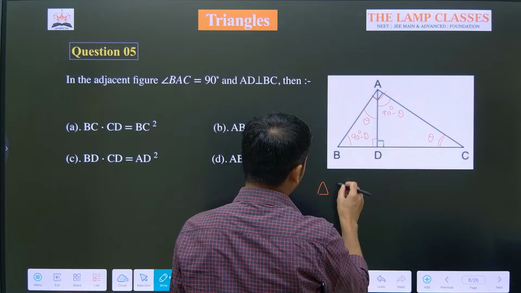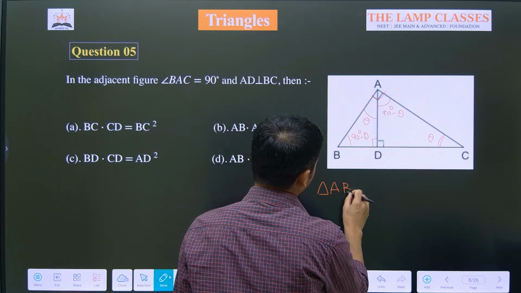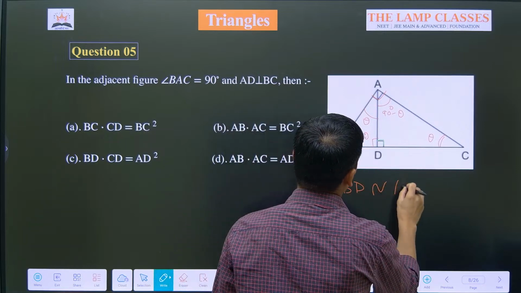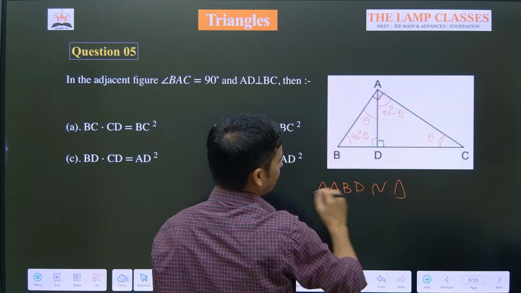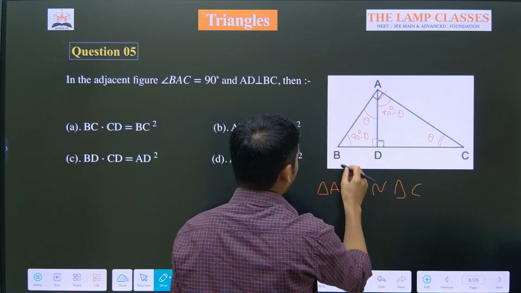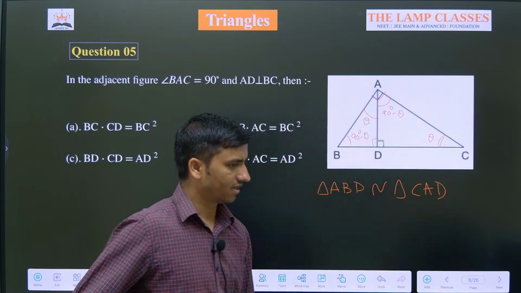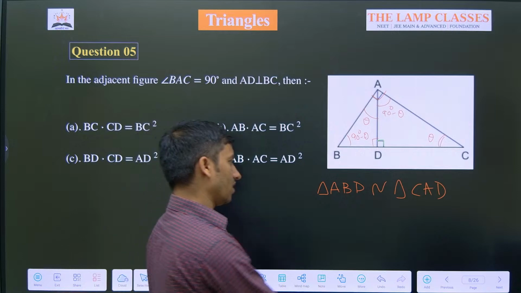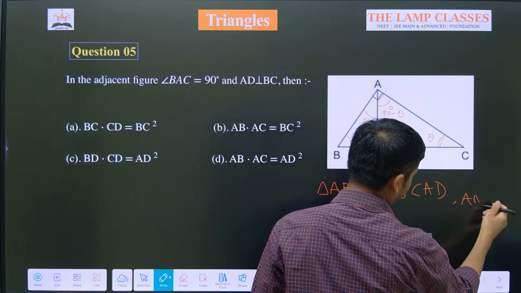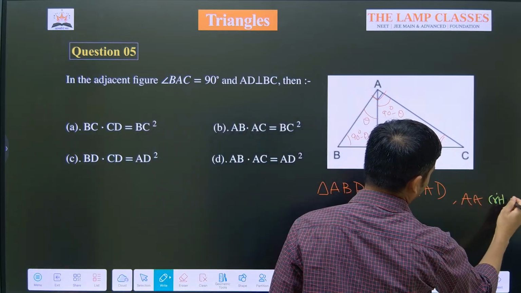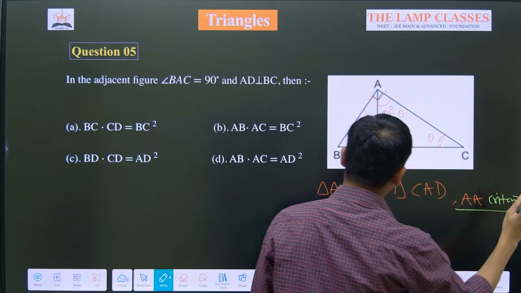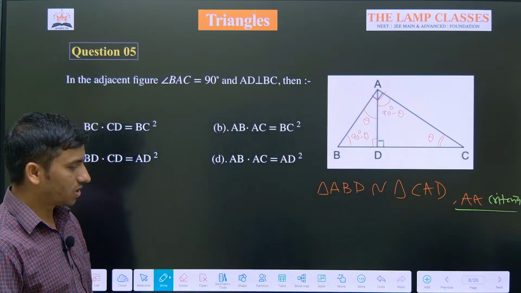So triangle, if I take ABD, is it similar to triangle? Angle A is theta. It is C. Angle B is 90 minus theta. So A and D. Can I say this? Is that statement true? And if you want to mention the A criteria, here even if you don't mention, it's fine. If it is descriptive, then only it is necessary. Now we have proved these two triangles are similar.